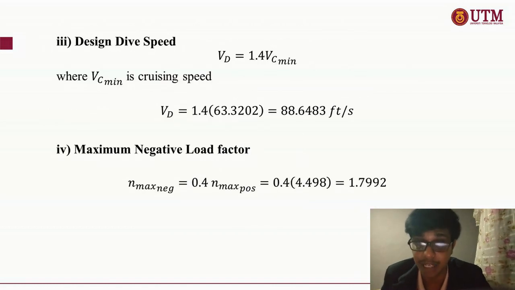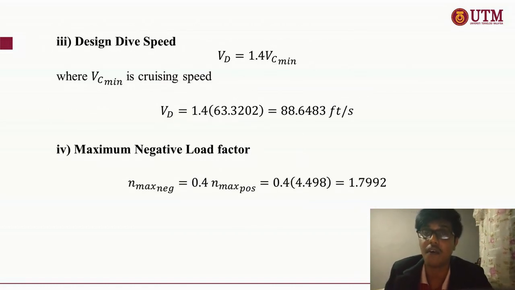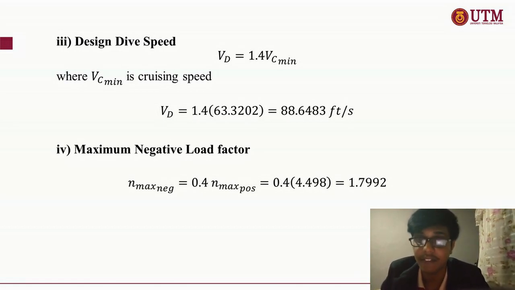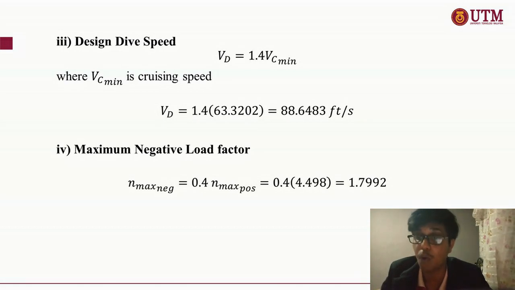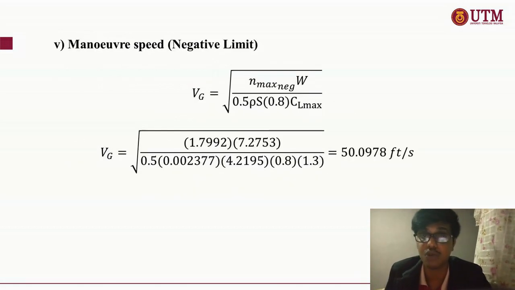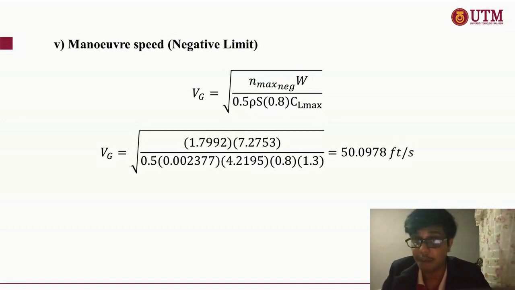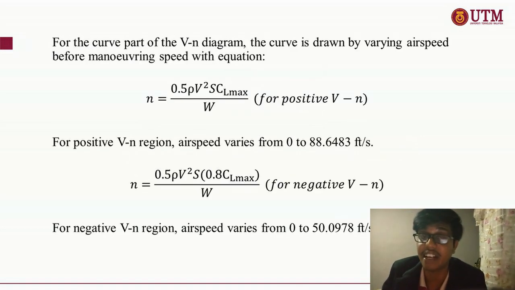The design dive speed will be VD equals 1.4 VC, where VC is the cruising speed. The VD will be 88.6483 feet per second. The maximum negative load factor will be 0.4 times the maximum positive, which will be 1.792. The maneuver speed for the negative limit, as we can see, the highest will be 50. Based on the calculation, we can get 50.0978 feet per second.